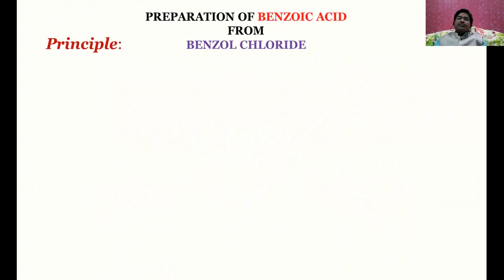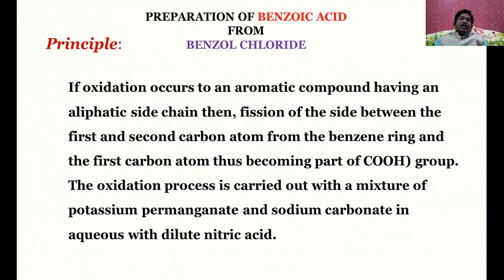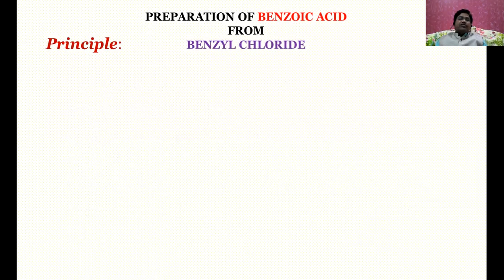Let us see what the principle involved here is. If oxidation occurs to an aromatic compound having an aliphatic side chain, then fission of the side chain occurs between the first and second carbon atom from the benzene ring, and the first carbon atom thus becomes part of a COOH group. The oxidation process is carried out with a mixture of potassium permanganate and sodium carbonate in aqueous medium with dilute nitric acid.